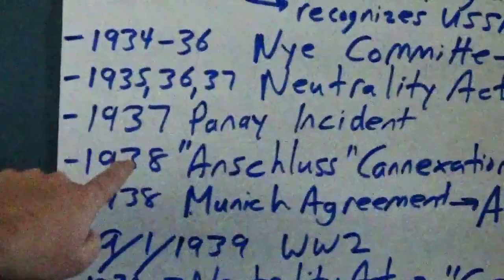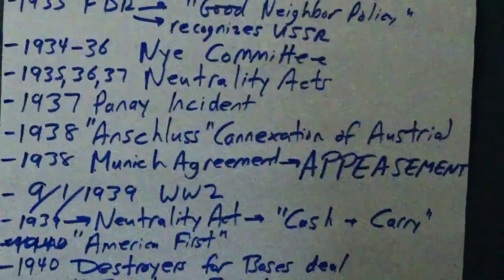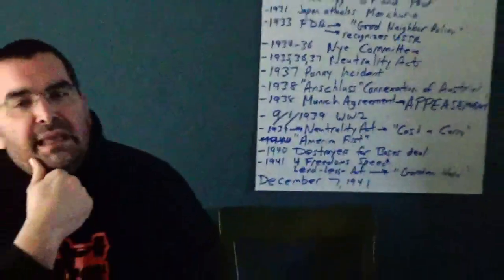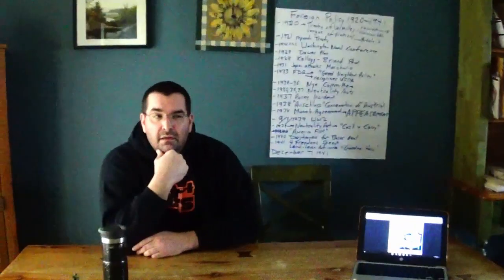In 1938, we have the Anschluss, where Hitler says there are German-speaking people in Austria. Therefore, it should be a part of Germany. And the Nazis annex Austria. We do nothing. So in the same year, Hitler takes control of the Sudetenland, part of Czechoslovakia.